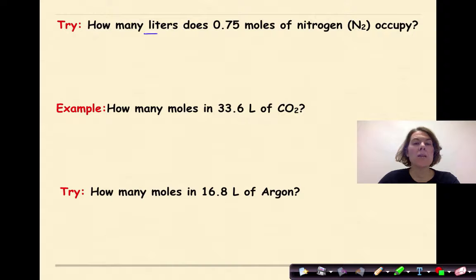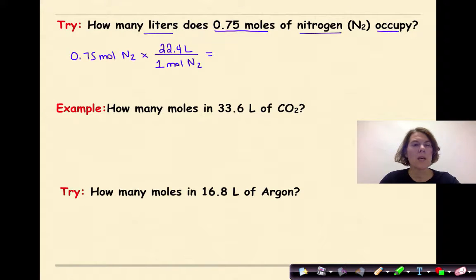How many liters does 0.75 moles of nitrogen occupy? So our given is 0.75 moles of N2, because we're talking about atmospheric oxygen here. Multiplication sign and a line. We want liters, which means volume. Now I know that every 1 mole of N2 is going to equal 22.4 liters.